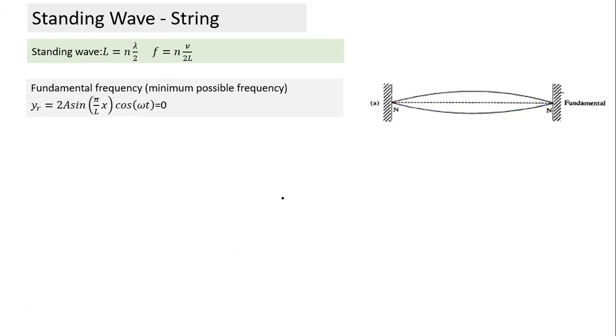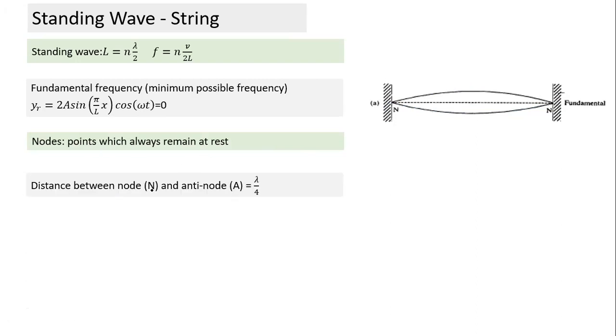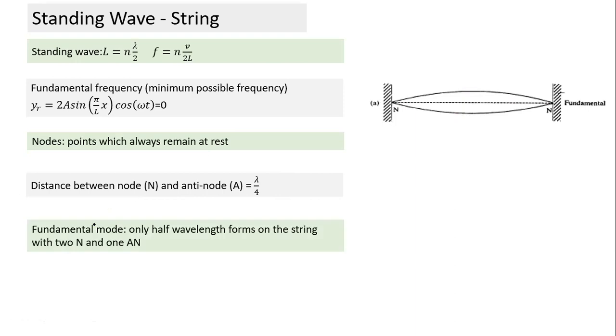Okay, so that's the standing wave which gets formed. Nodes are the points which always remain at rest. The distance between node and antinode is equal to lambda by 4. Not only in fundamental mode, we'll see later on also. So between node and node, antinode and node, successive nodes and antinodes will occur. Of course, whenever there are two nodes, in between an antinode will occur. This is a sine function. In fundamental mode, only half a wavelength forms in the string with two nodes and one antinode. This is the fundamental mode of operation.